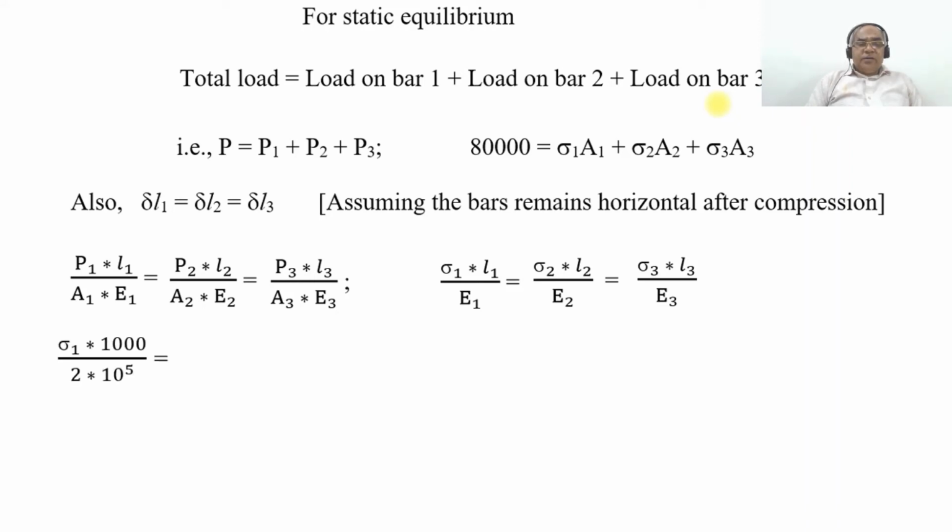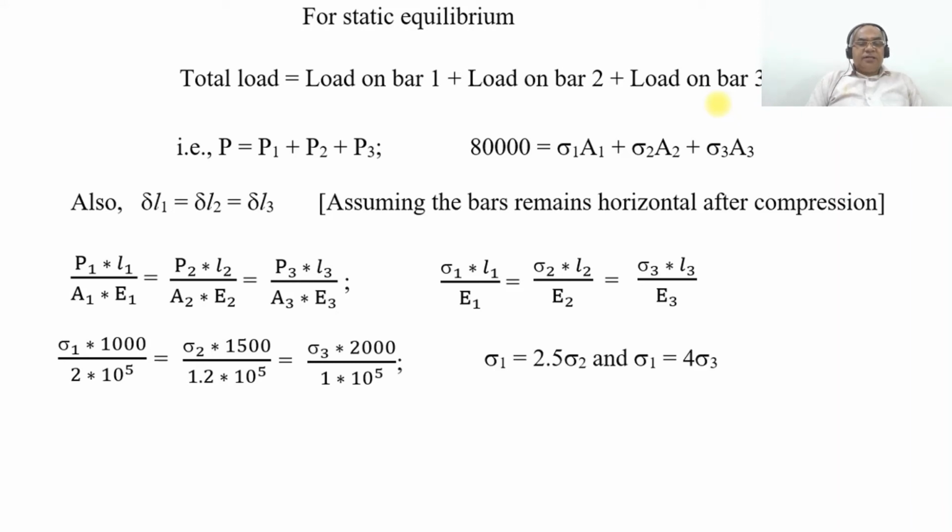So substitute those values. Sigma 1 into 1000 divided by 2 into 10 to the power of 5, which will be equal to sigma 2 into 1500 divided by 1.2 into 10 to the power of 5, which will be equal to sigma 3 into 2000 divided by 1 into 10 to the power of 5. So on simplification, sigma 1 will be equal to 2.5 sigma 2 and sigma 1 will be equal to 4 times sigma 3. So this is how you will be able to get the solution.